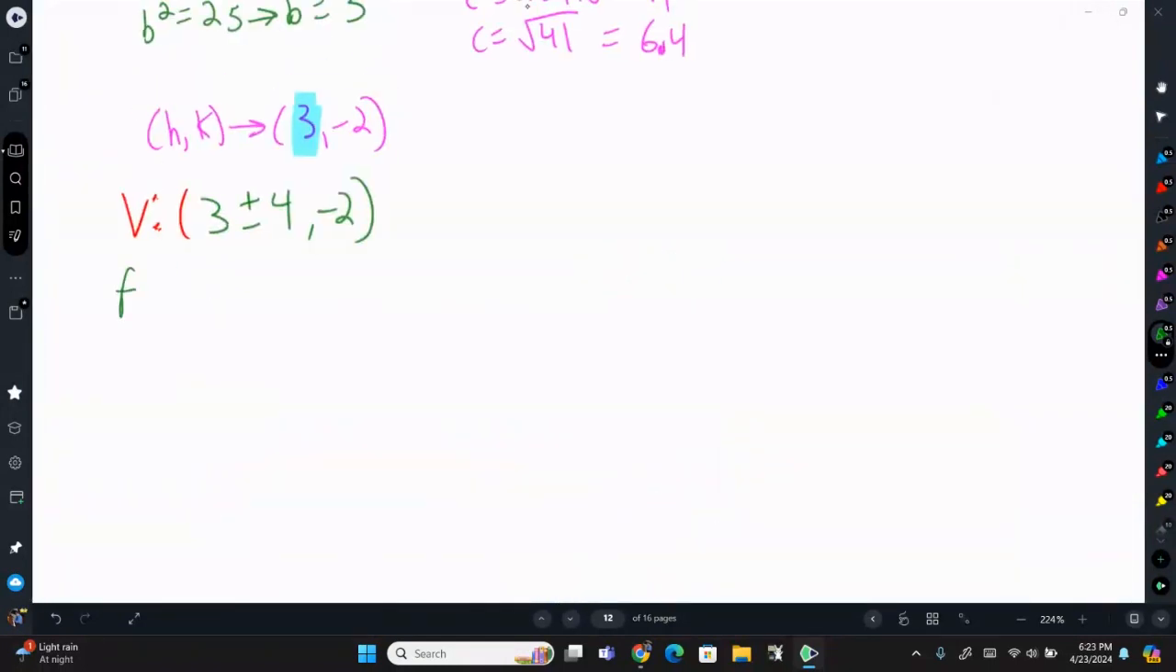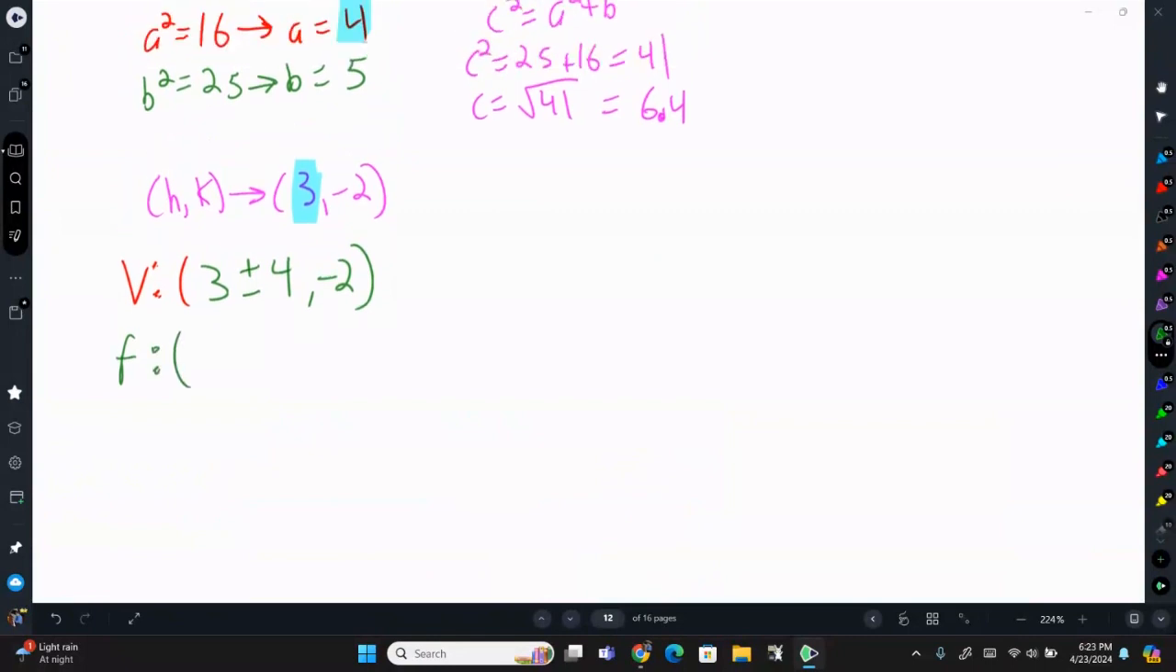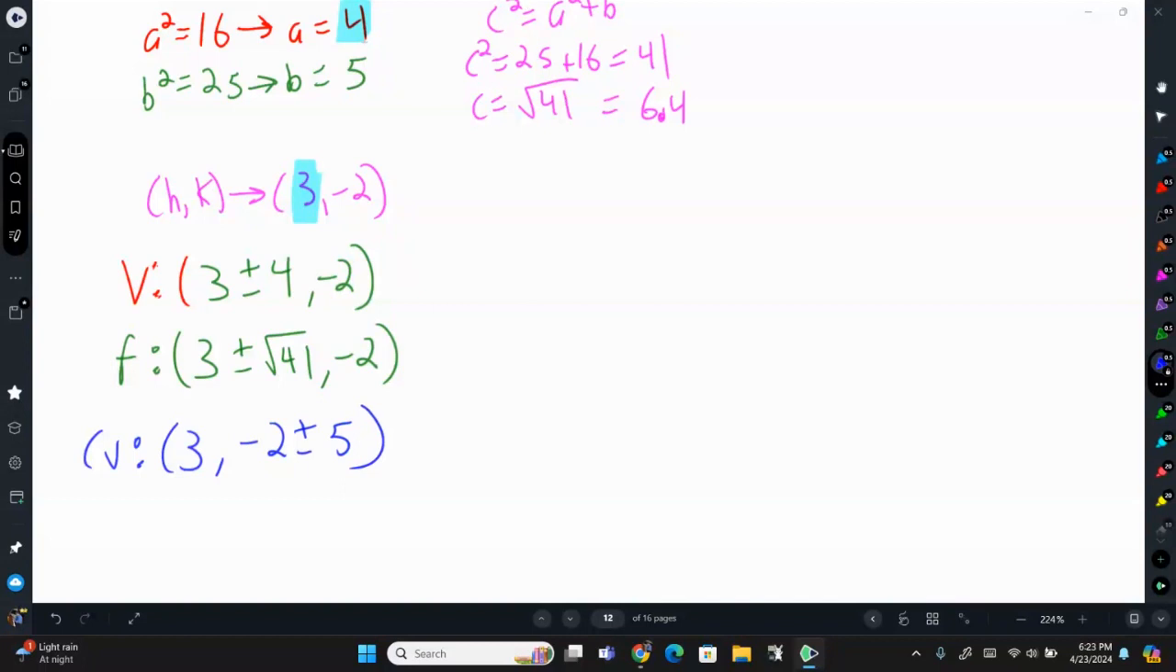Then for the foci, because this is a horizontal hyperbola, we're going to be adding c to the x coordinate of our center. And our co-vertices, we're going to be adding our b value to the y coordinate of our center. So instead of writing them out separately, we can write them this way. It maybe saves us a little bit of time.